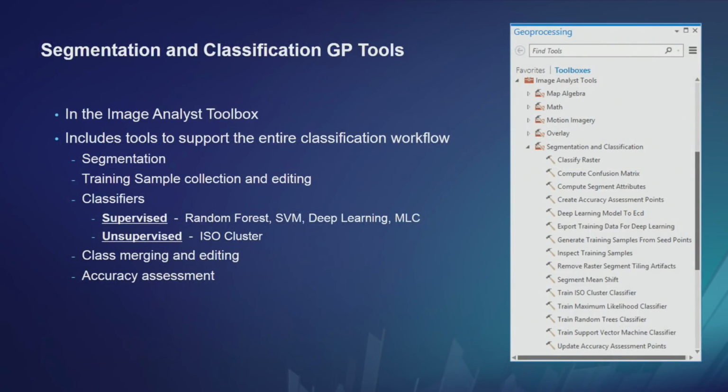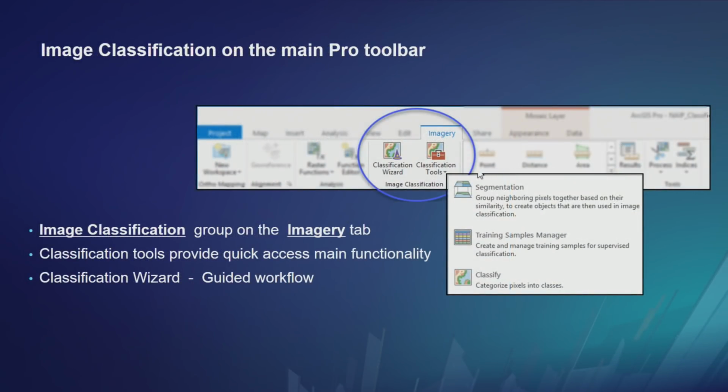So classification GP tools, geoprocessing tools, you can see them all. There's many. They cover the whole workflow from defining your segmented image, collecting your training, training your classifier, and then classifying your result, and then accuracy assessment. This is classification on the imagery tab on the main toolbar. So on the main toolbar is an imagery tab. It contains the wizard and the classification tools in the classification group. It's contextual. So once you load an image, then these are enabled.